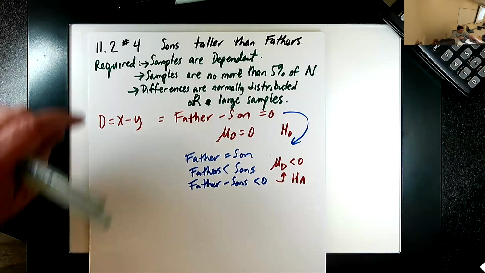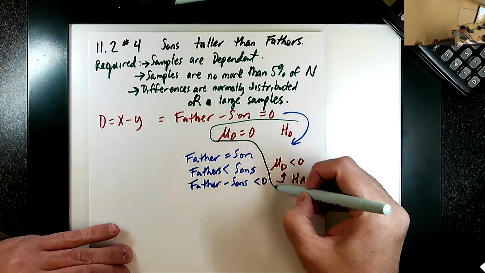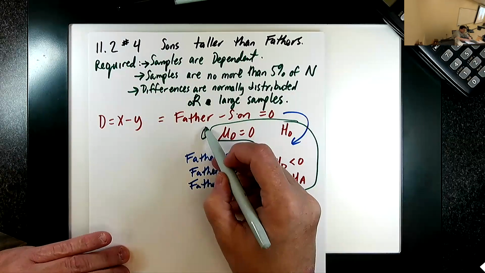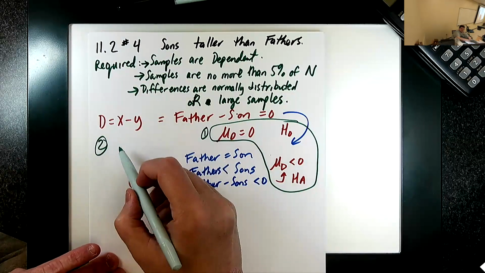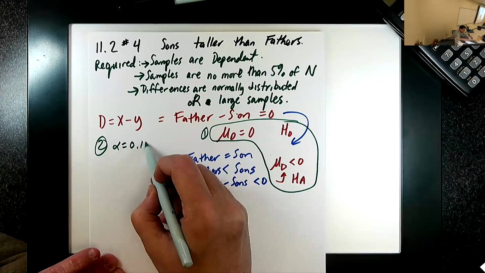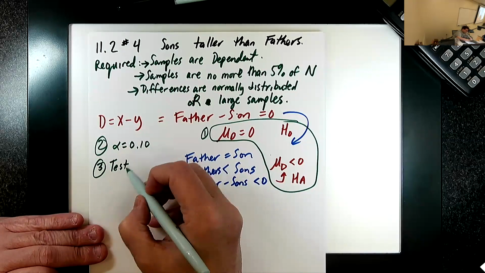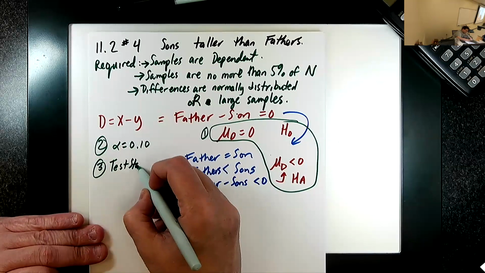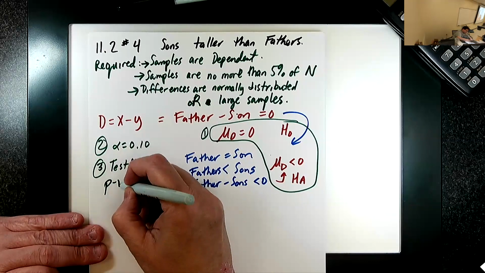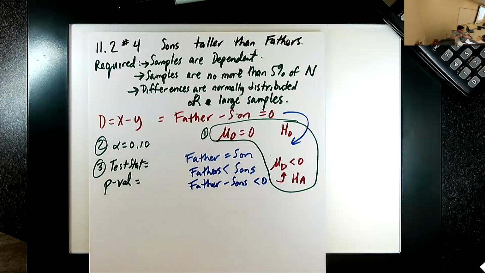So I have it written kind of sloppily here, but I have my H naught and I have my HA. That's step 1. Step 2, they give us alpha at 0.10. Step 3, I need a test stat and a p-value. And we'll go get those when you guys are done writing.